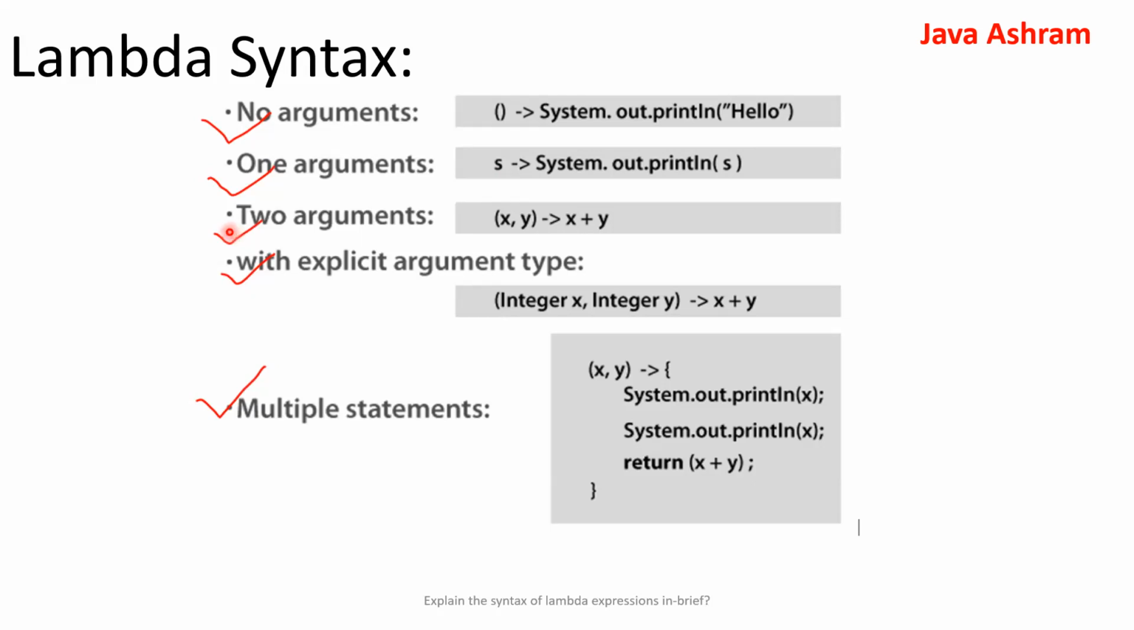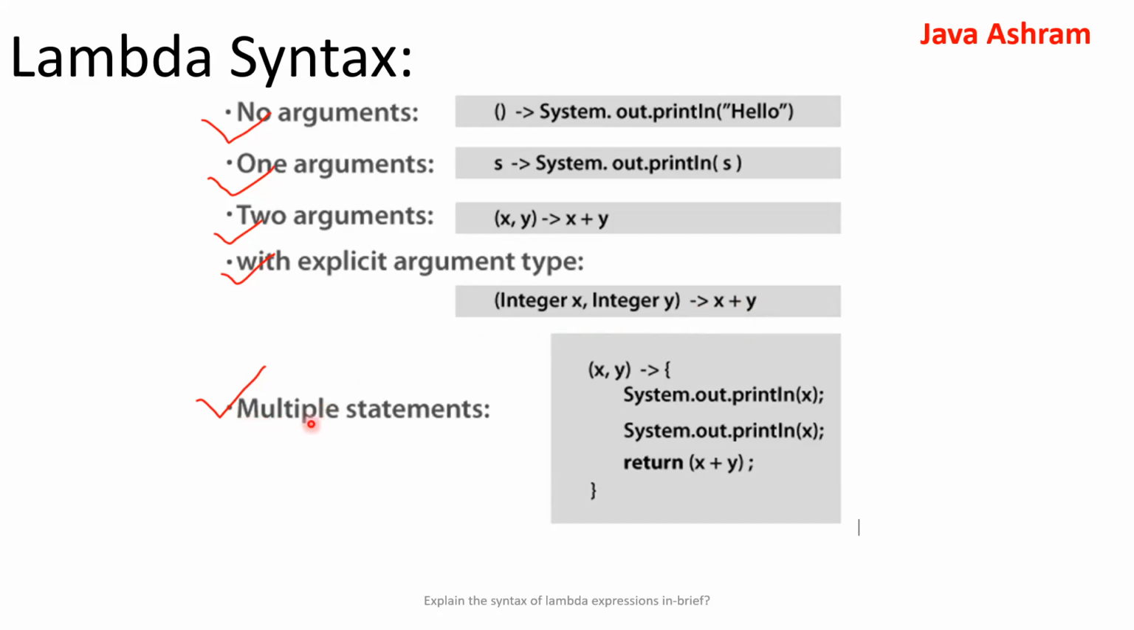Now see the two arguments. Since we are passing two arguments x and y, you must have opening and closing braces, and it will return x plus y with explicit argument type, like we are mentioning here Integer x and Integer y. Explicitly we are mentioning, and then we are adding and returning.